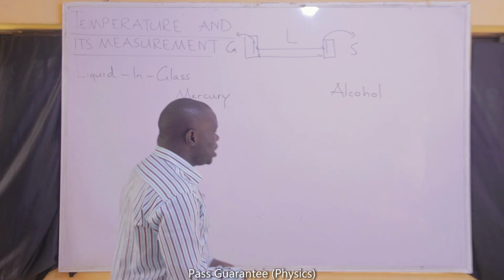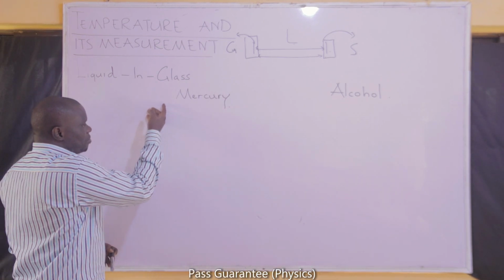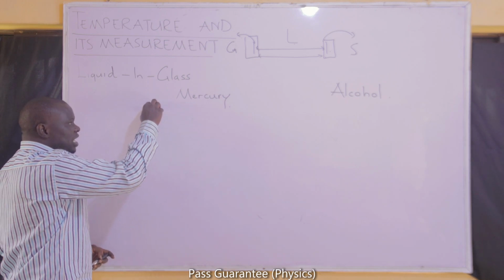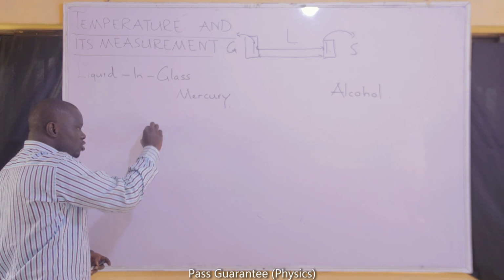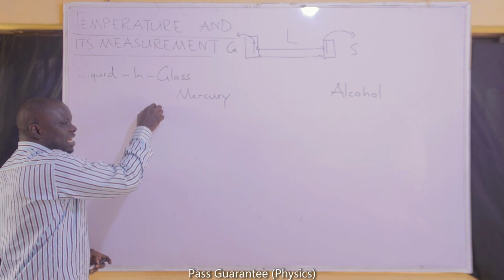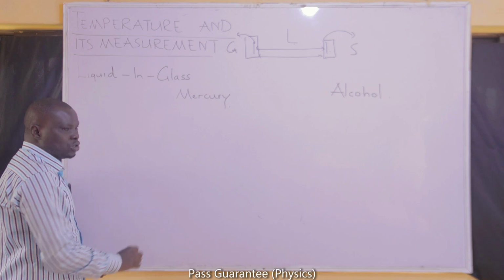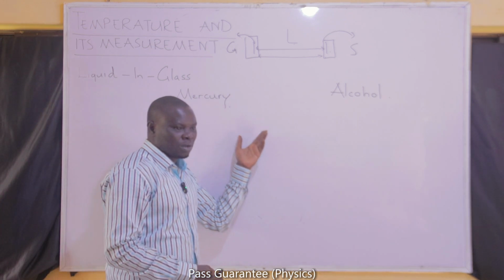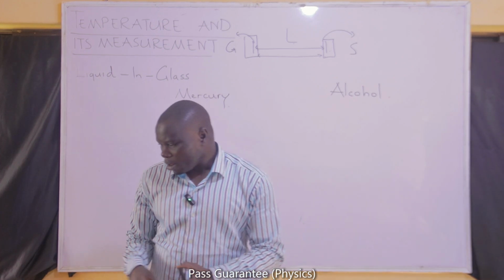The meaning is when mercury expands, by the time its temperature drops, the whole of the mercury within the bulb will also move down. That helps mercury to expand uniformly and to contract also uniformly. So it will also help in the accurate measurement of temperature.